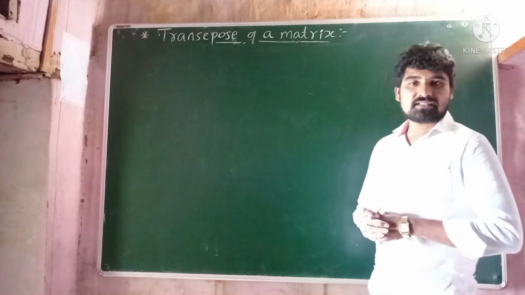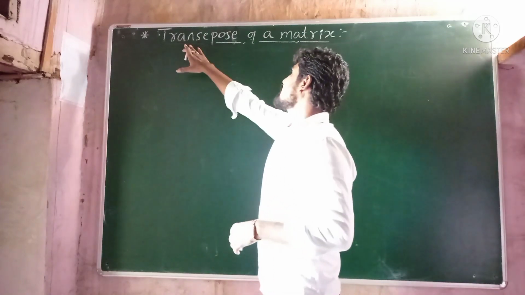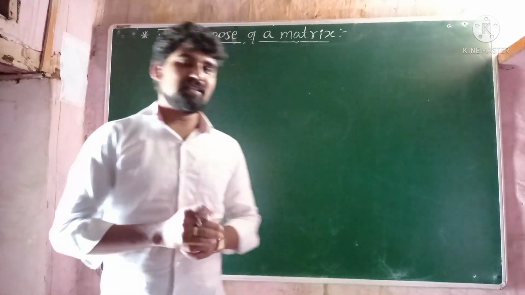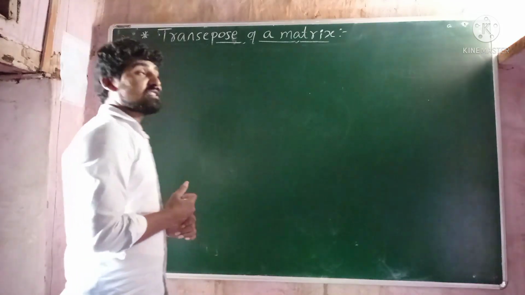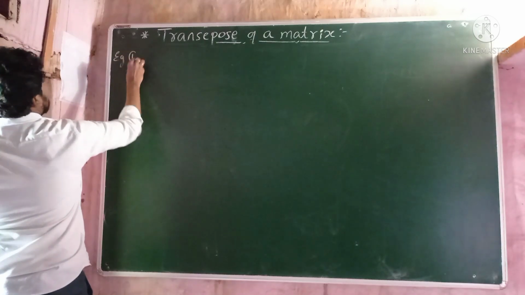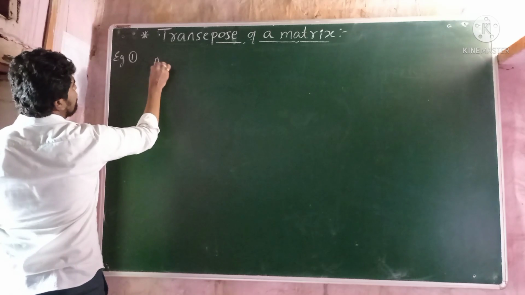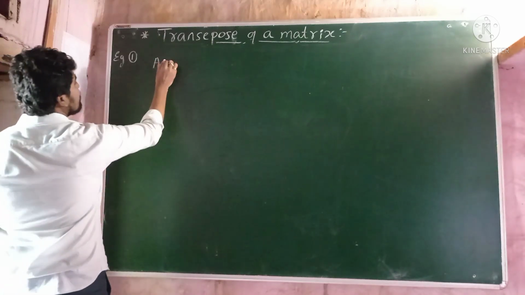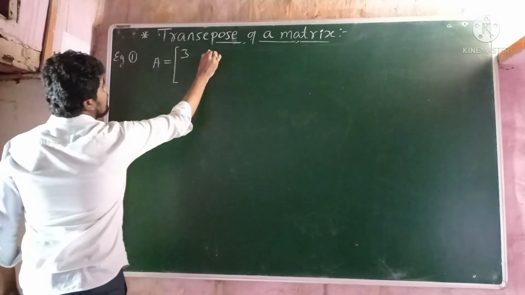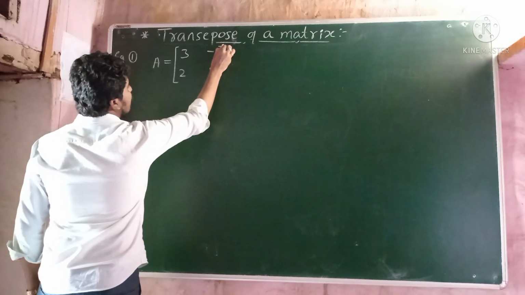Today I am going to discuss a new concept in the chapter matrices, and the concept is transpose of a matrix. So what is meant by transpose of a matrix? To understand this, let us consider an example. Suppose A is any matrix and the elements of the matrix A are 3, -1, 2, 5.